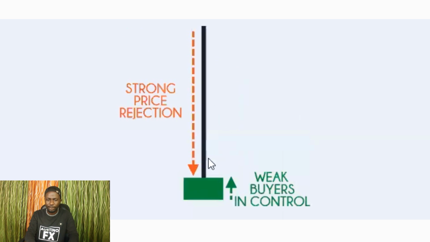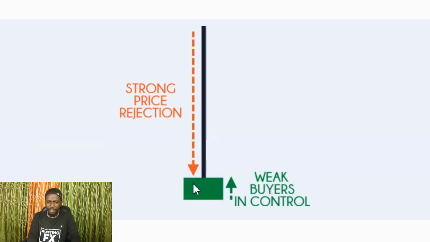When you look at this candle, it tells you a strong price rejection. Here there is a strong price rejection. The candle is green, but the sellers are in control. So this tells you that there is a strong price rejection here, right? The buyers are weak, they can't control the market, right? That is why you have this long wick, right?